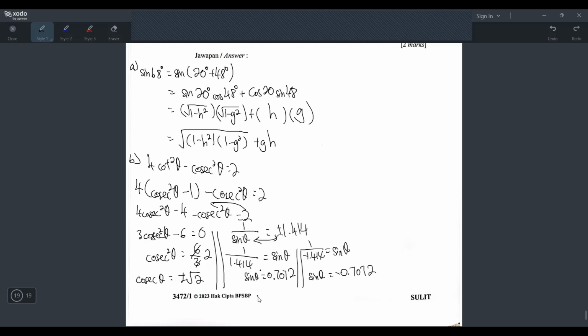So now I will find theta. Okay, if sine positive means the first quadrant and the second quadrant. If sine negative means the third quadrant and the fourth quadrant. So now you can get your reference angle. How to get your reference angle? Shift sine 0.7072.